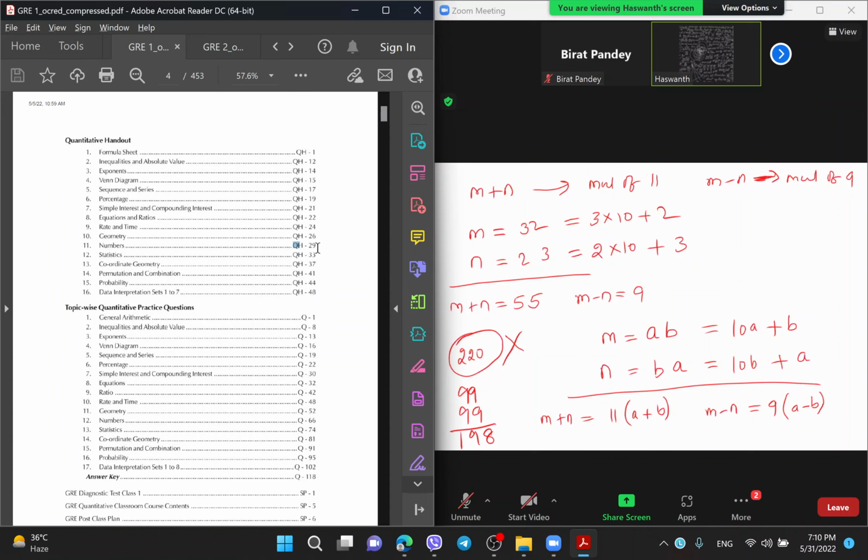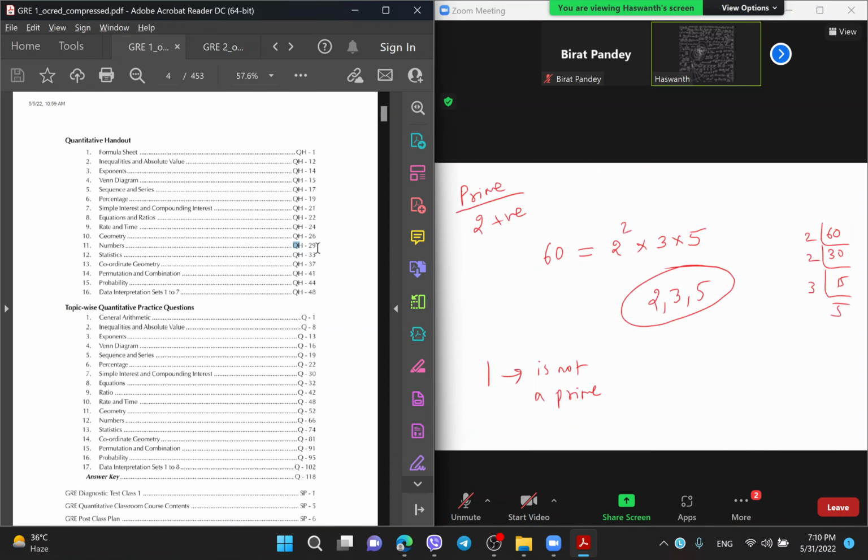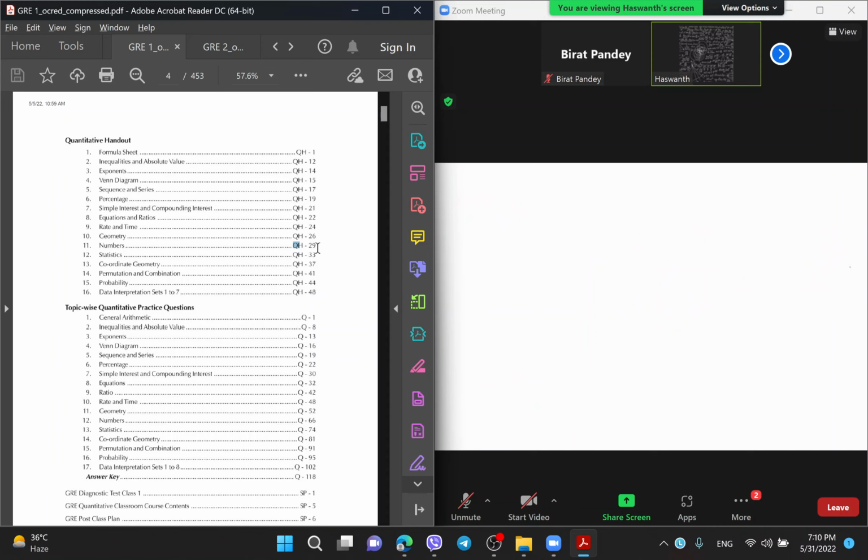Next one. Product of two consecutive integers is always divisible by. Product of two consecutive integers. Let's say n is one integer. Consecutive integer, you can take n minus 1 or n plus 1, anything. Let's say I'm taking n plus 1. Product of two consecutive integers: n into n plus 1. What about here? Product of two consecutive integers will always be divisible by which number?